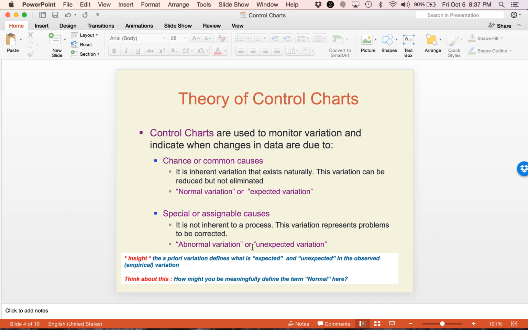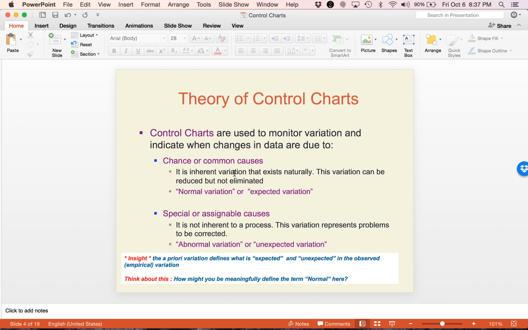And if we see patterns that do not look like they're normal or normally varying, we would say that it is unexpected variation or abnormal variation, and we might attribute that as an indicator that there's a process problem that's caused by some special or assignable cause rather than a chance or common variation. So if it fits the pattern of the distribution, we'd say that it's common. Anyways, that's the basic theory.